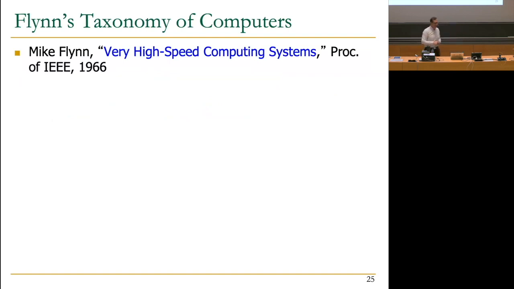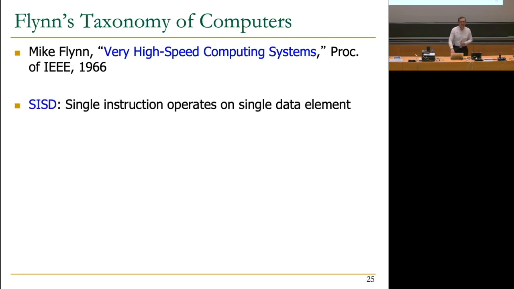We've been covering different types of computers. And this paper, a seminal paper by Mike Flynn, you can see almost 60 years ago, categorizes computers into 4 different categories in terms of how many instructions do what to how many pieces of data elements. So you have instructions on the x-axis and the data elements on the y-axis. And the simplest machine is doing a single instruction operating on a single data element.